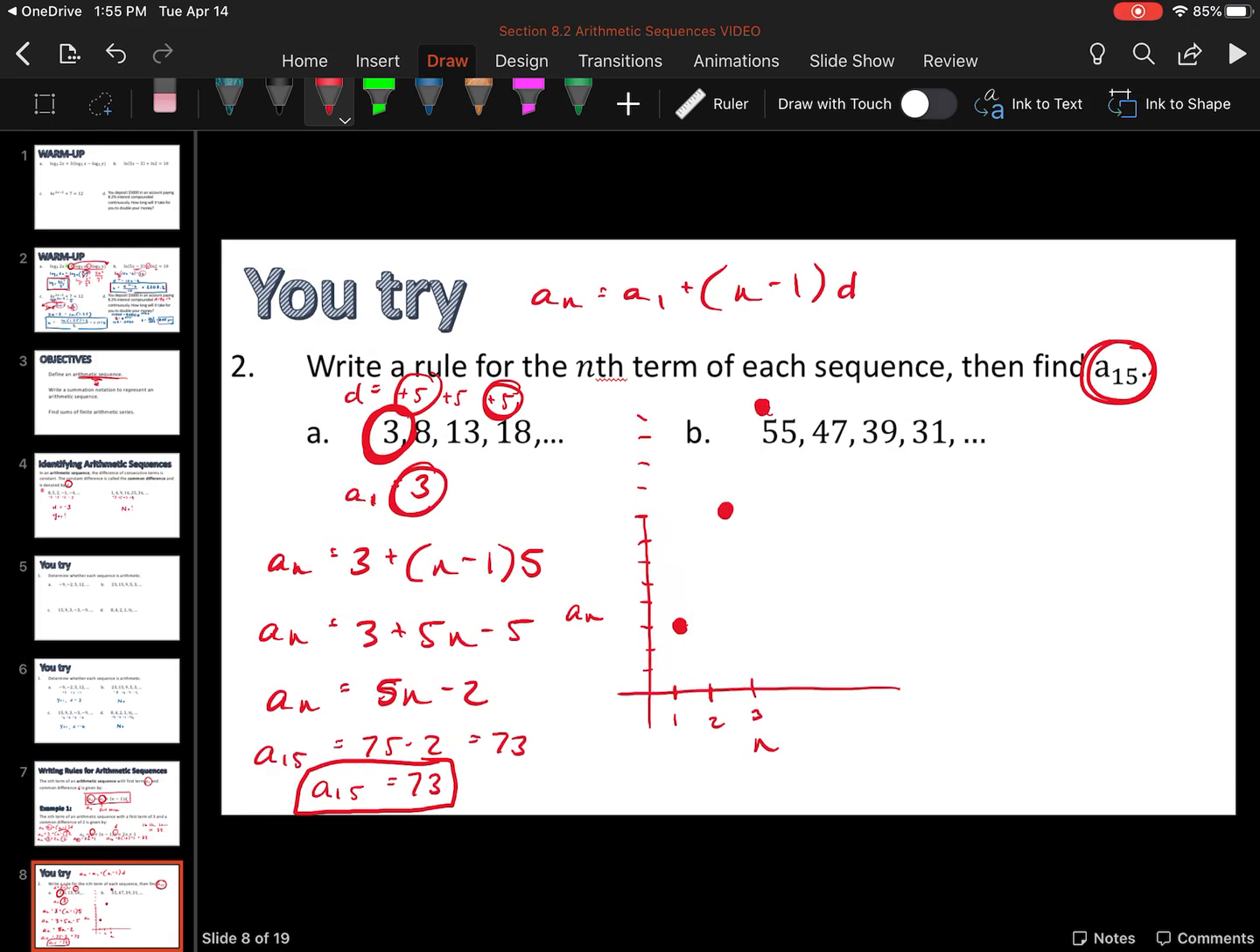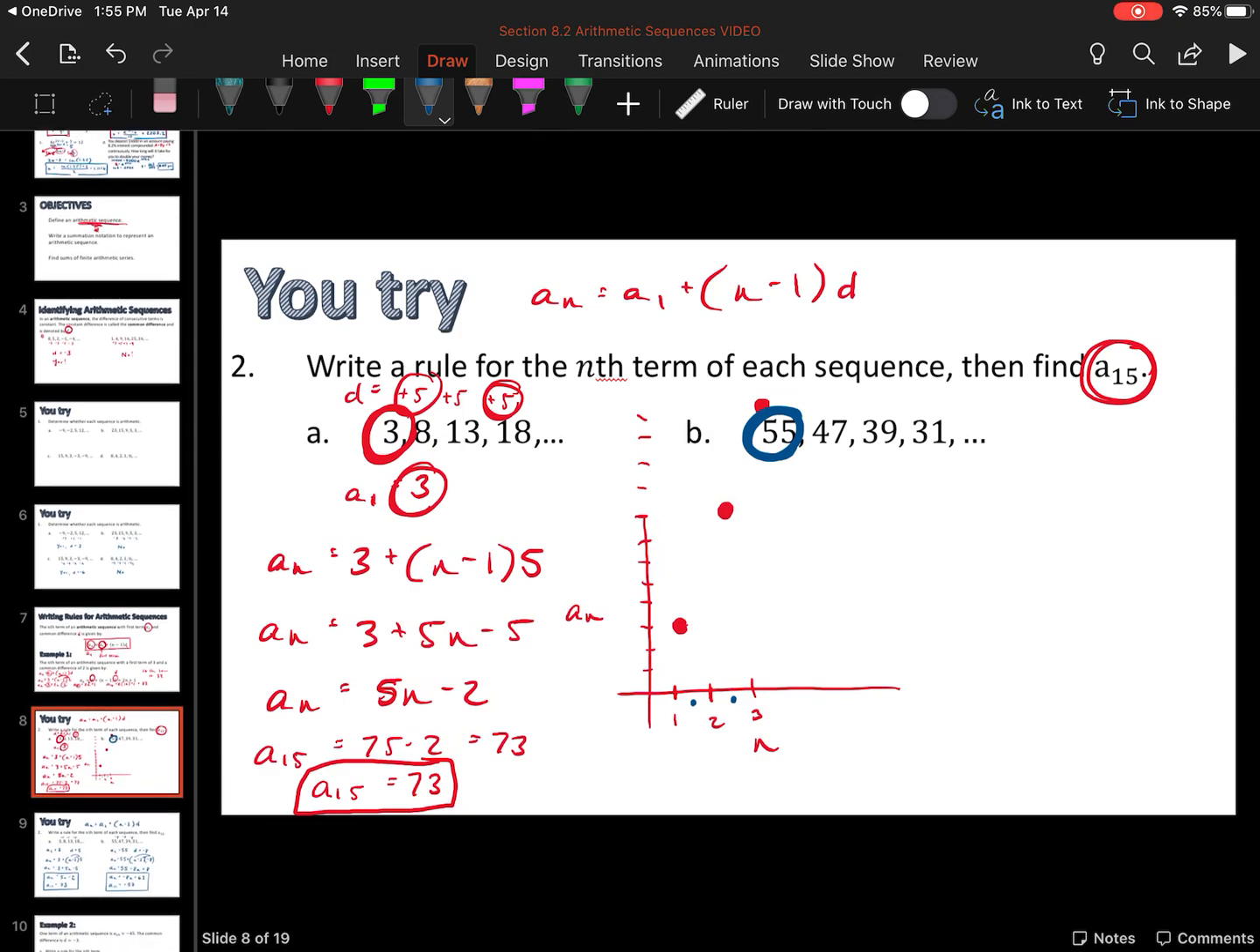Now, we have to be careful. This is not a line because there's nothing in between here. We don't have a 1.2 term or a 2.5 term. We have nothing like that. This is called discrete. Okay, so it's not continuous. It's just going to be a bunch of points together. I want you guys to try the next one. Use the same formula. We have your first term. You should be able to get your common difference. So pause this video, try it out.